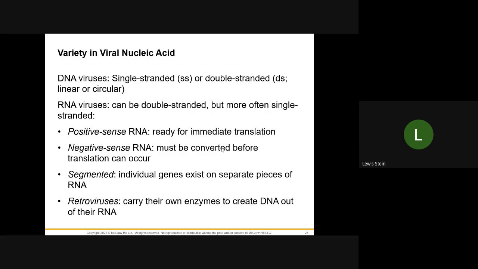The best teaching model, because it's best understood, is influenza. So, DNA virus, single or double. RNA can be double stranded, but more often single stranded. The sense just means how ready it is to use. Positive sense immediately starts to make proteins. Negative sense has to be flipped over to positive to make proteins.